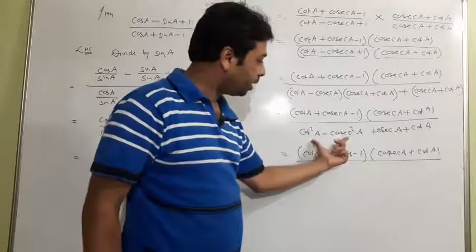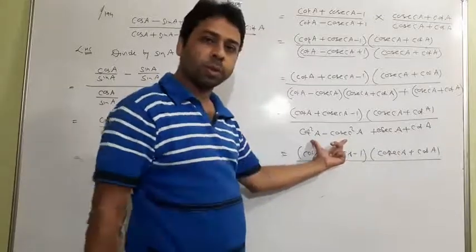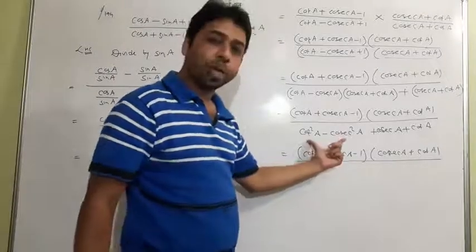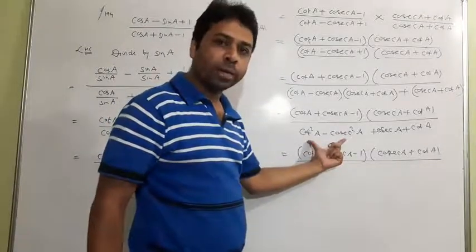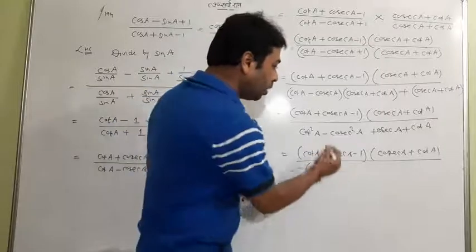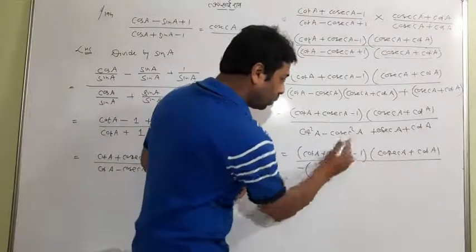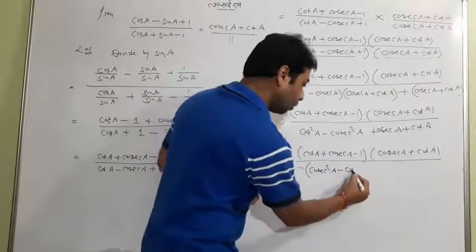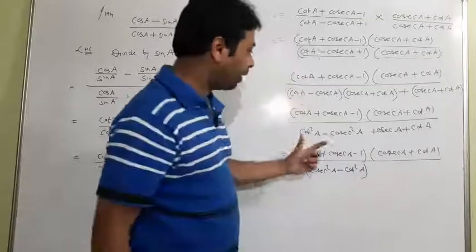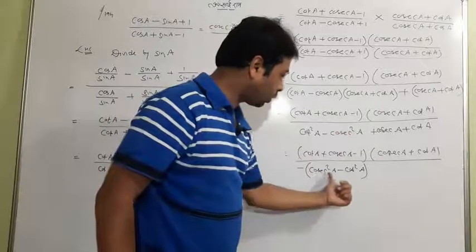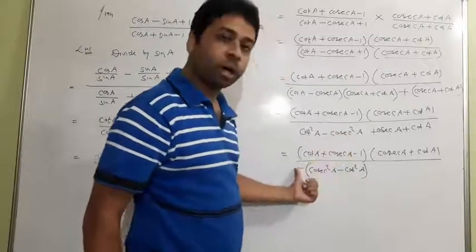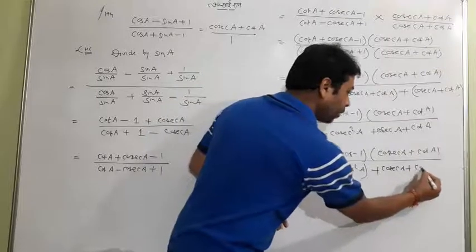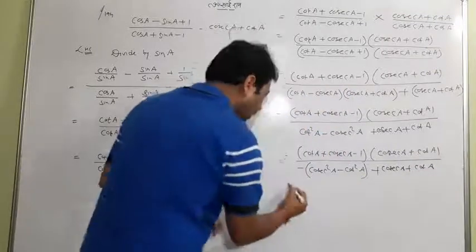So how will I make this term cosec square A minus cot square A? I'll take out minus common from these two terms. Intentionally I'm doing this because I want to make it cosec square A minus cot square A. If I take out minus common, this will come first and this will come second, and the rest is the same. Now the answer is in our hand.